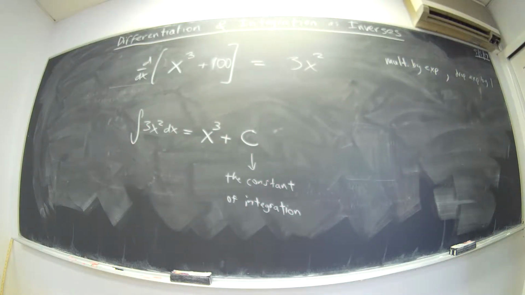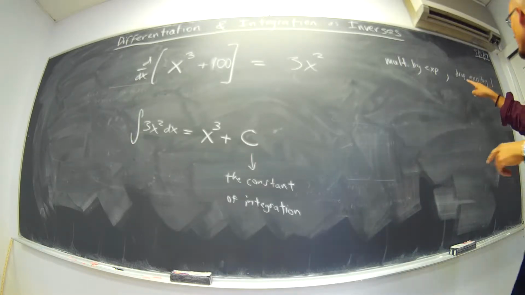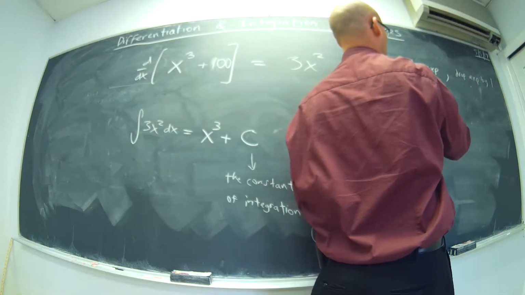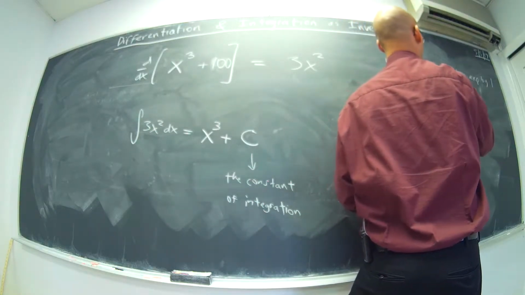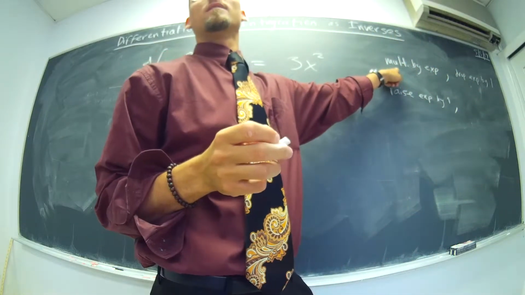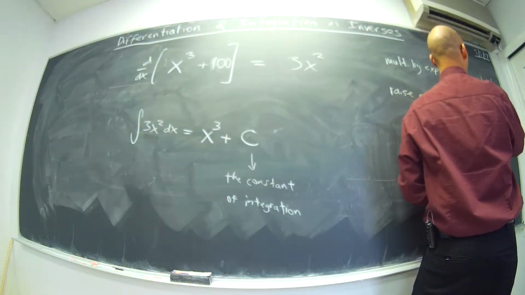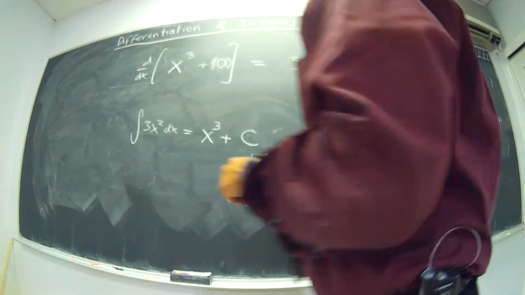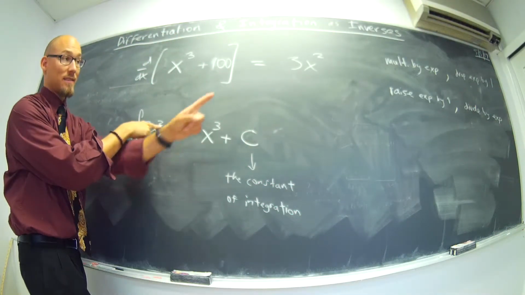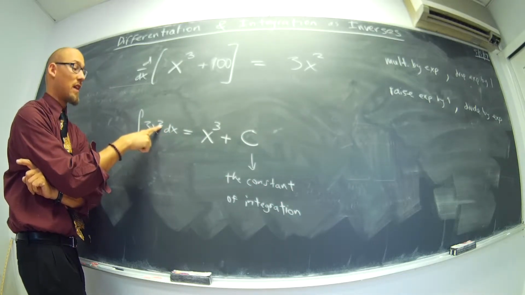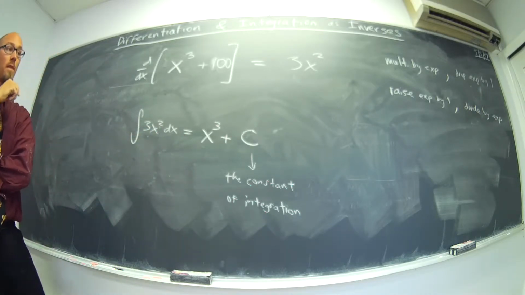So when we go backwards, we have to do the opposite stuff in the opposite order. To go backwards, we have to raise the exponent by 1, and then we're going to divide by the exponent. So here's what I did. I raised this by 1. It became a 3. And then I divided by 3. Shazam.